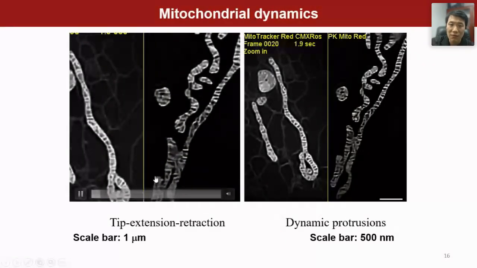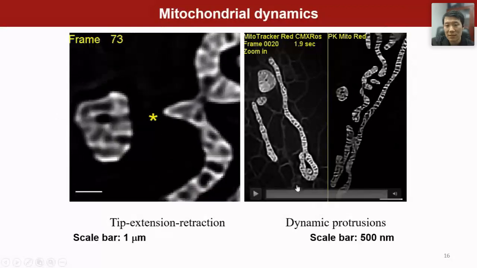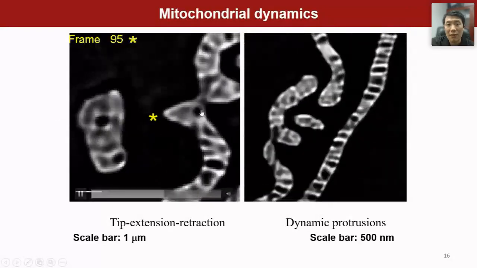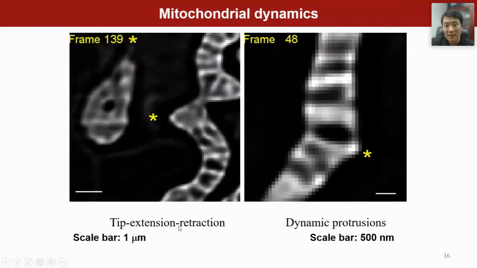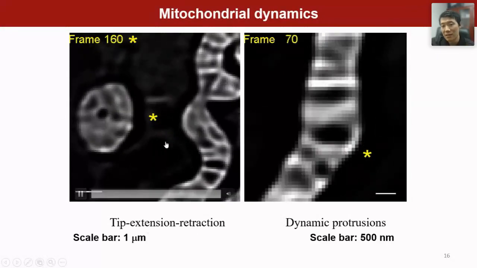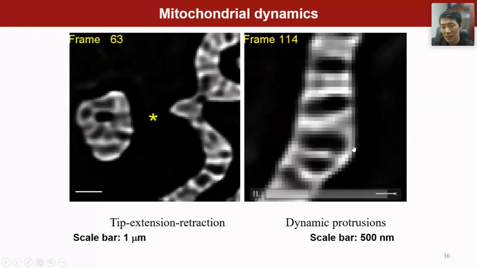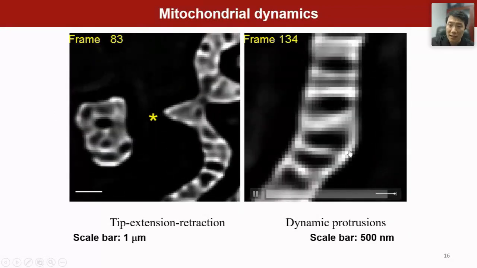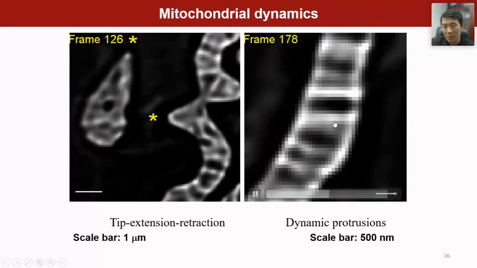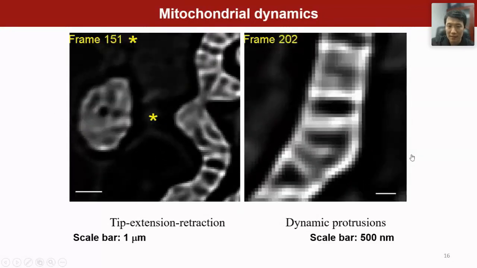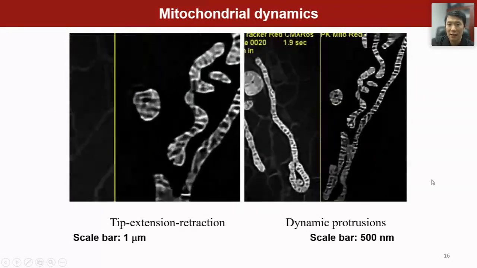For example, before, the mitochondria only swelled after a long period of time, but now you can catch a lot of fine movement of mitochondria, like this kind of tip extension and retraction, or you can see the dynamic protrusions of the inner membrane, because PK Mito and the MitoTracker both localize onto the inner membrane of mitochondria, and you see a lot of dynamic events.